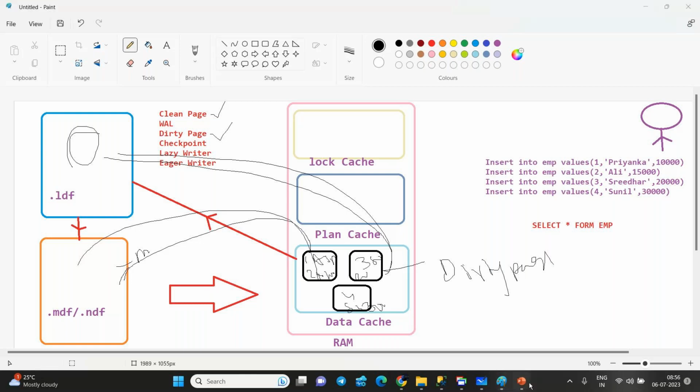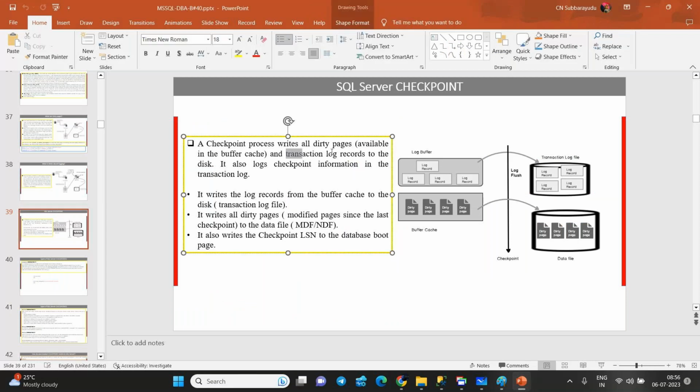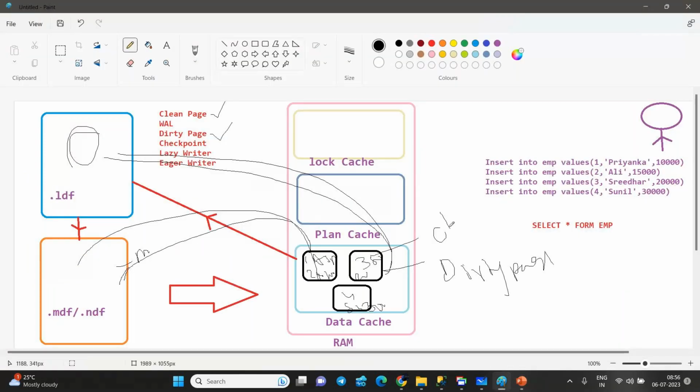Both it will move the log records and the page modification into the disk. Once your data is moved, you should call this page a clean page. Checkpoint never truncates the pages, meaning it never flushes the pages. Checkpoint will just move the data. Whenever checkpoint triggers, it will move the data.